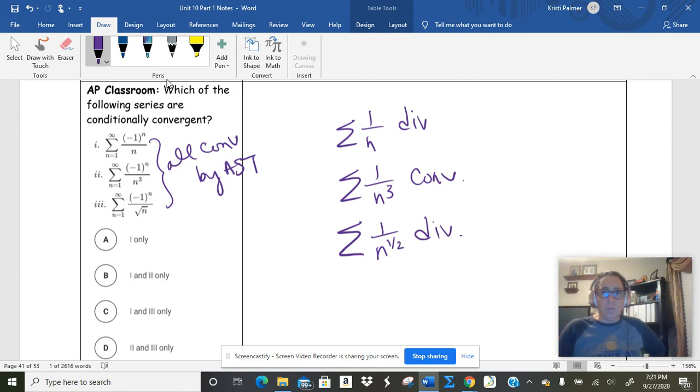So this would be absolutely convergent. So it's not this guy. So it would be these two converge, but the absolute value diverge. So they would be the conditionally convergent, which is C.